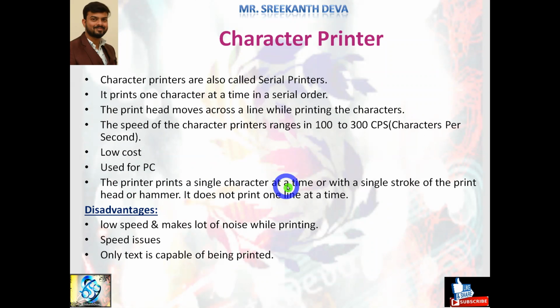The printer prints a single character at a time, with a single stroke of the print head or hammer. So it does not print one line at a time. If you want to print one line at a time, we move to the next level, called line printers. Character printers can print only one character at a time. Some disadvantages are low speed, and they make a lot of noise while printing because they are impact printers. Only text can be printed in character printers.